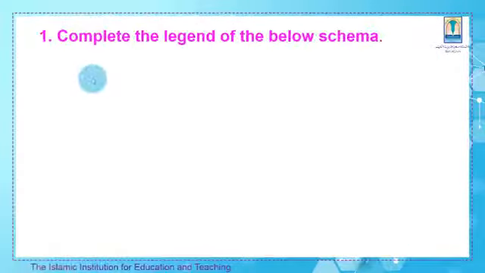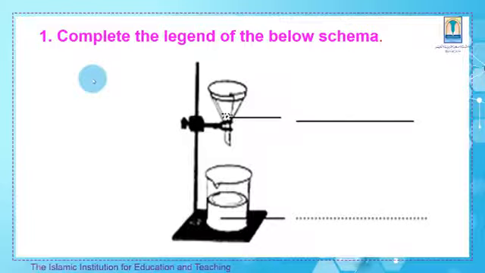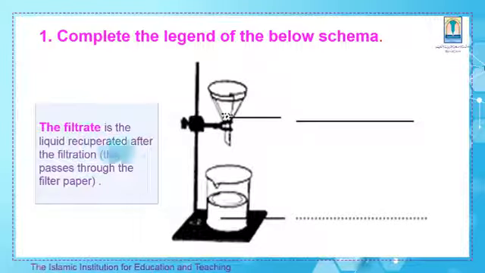Complete the legend of the below schema. First, let's remember, the filtrate is the liquid recuperated after the filtration that passes through the filter paper, and here, which one is the liquid recuperated? It's the water recuperated in the beaker.